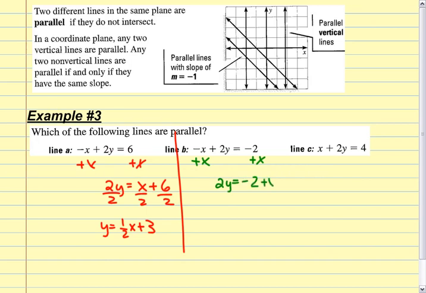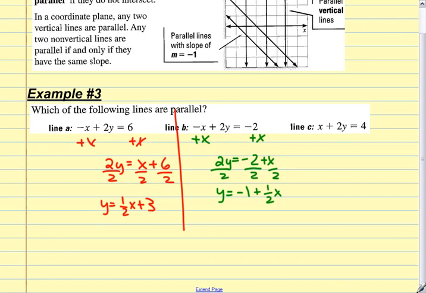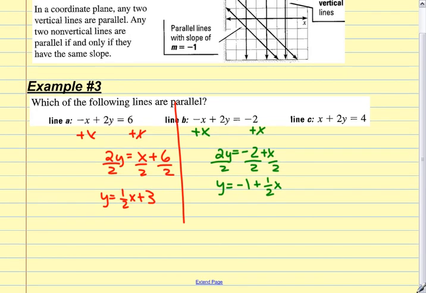We'll switch it later. And then divide 2y by 2. Then on the other side, divide both sides by 2. And you get y equals negative 1 plus x over 2, or 1/2 x. Now, am I done? No, you're not done because you got to switch the sides. I've got to change these two things. 1/2 x minus 1. Right.